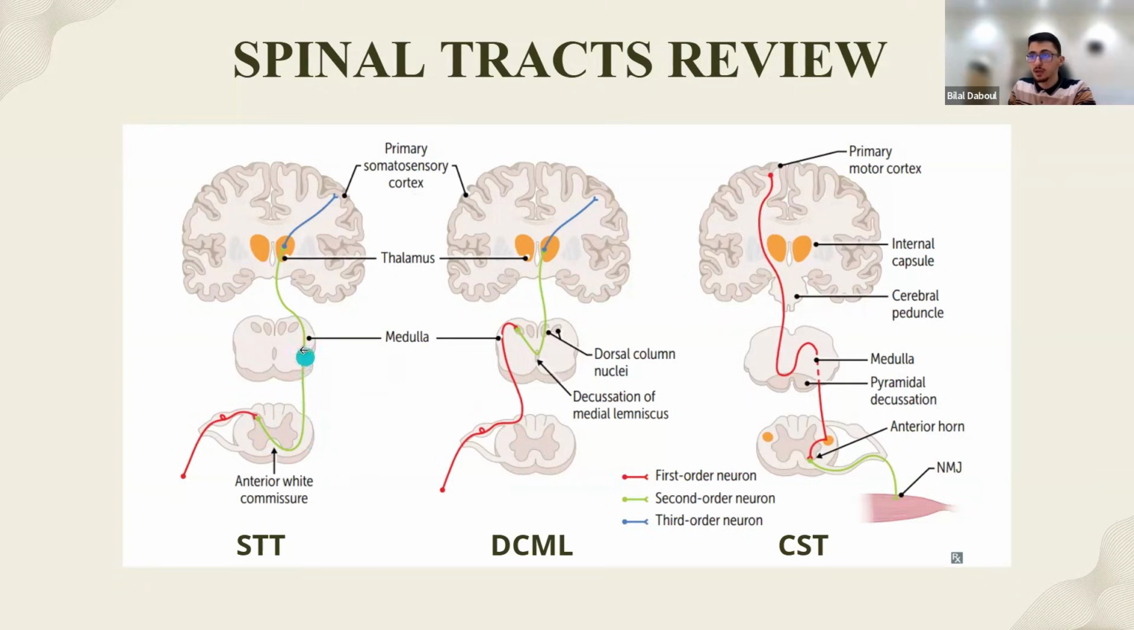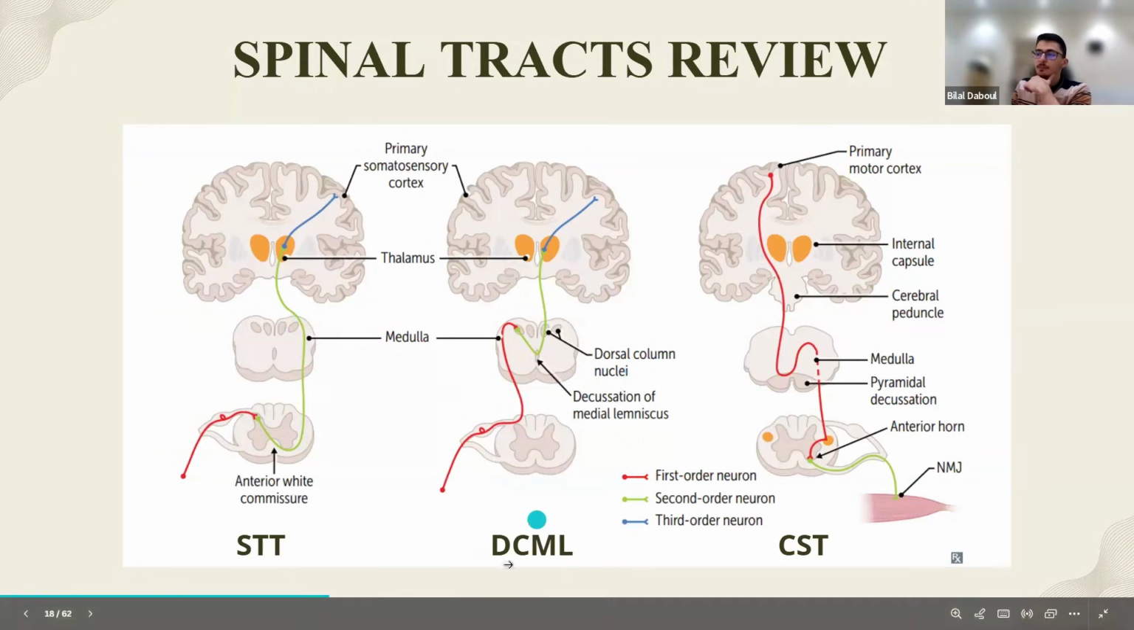It continues to ascend, and then it reaches the thalamus and goes to the primary somatosensory cortex, where you can process the pain and temperature. So if I have a lesion that affects the spinothalamic tract within the lateral brainstem, I would expect contralateral loss of body pain and temperature. Okay, this is the first tract.